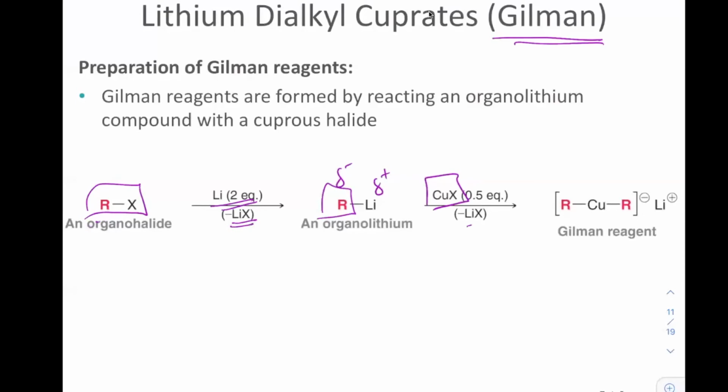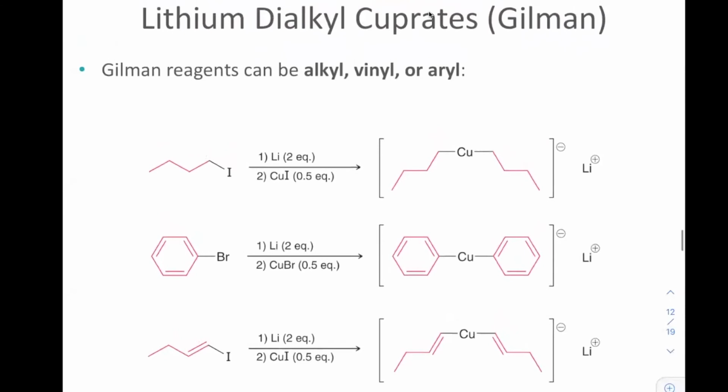And what happens is we lose another LiX, and we have our copper in the middle sandwiched by two R groups, and then our lithium hangs out as a cation next to this anionic species right here. And this right here, this dialkyl cuprate with the lithium hanging out, is our Gilman reagent. And so Gilman can react with alkyl, vinyl, or aryl. So we can have primary, on a benzene, on a double bond. And so what happens is we end up attaching two of those groups on.